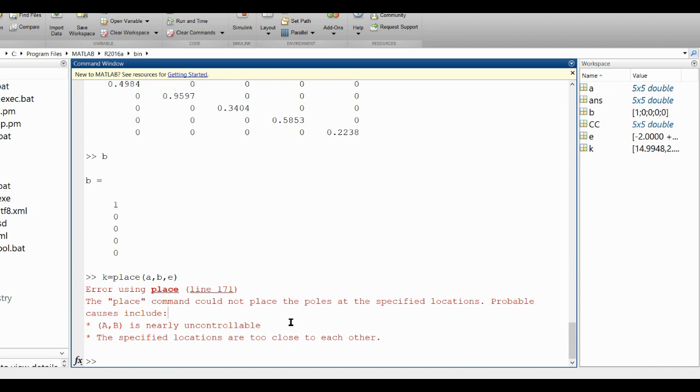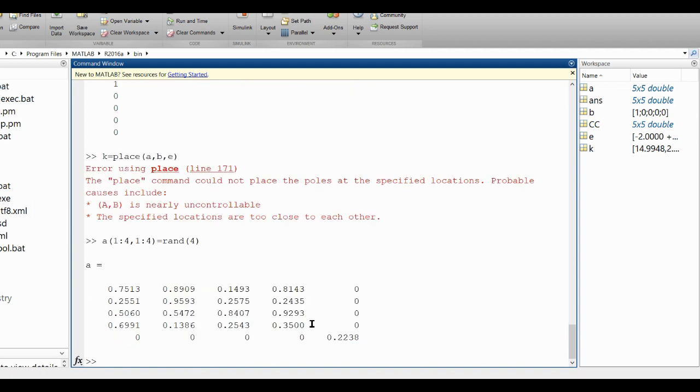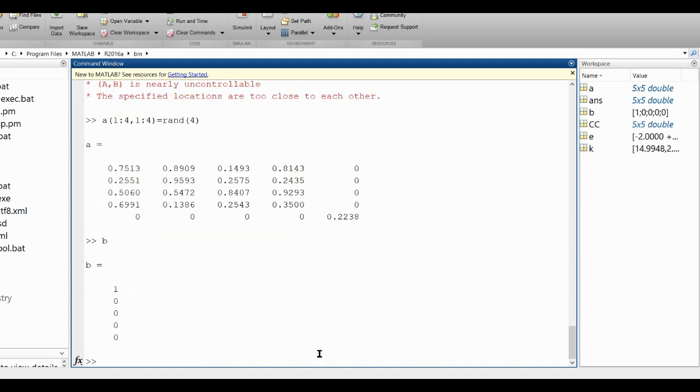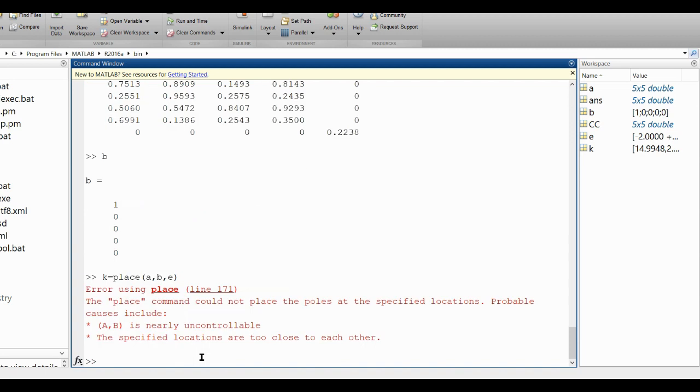All right, suppose I say A(1, 2:4) equals rand(4). Now you see these four states are coupled, but the last state is not coupled. B only affects the first state, but the first state is coupled to the second, third and fourth states, but not to the fifth state. Not directly, not indirectly, nothing. There is no way to affect the fifth state. So we think that it will not work even now, and we can see that. We can say K equals place, and you see it can't place the poles.